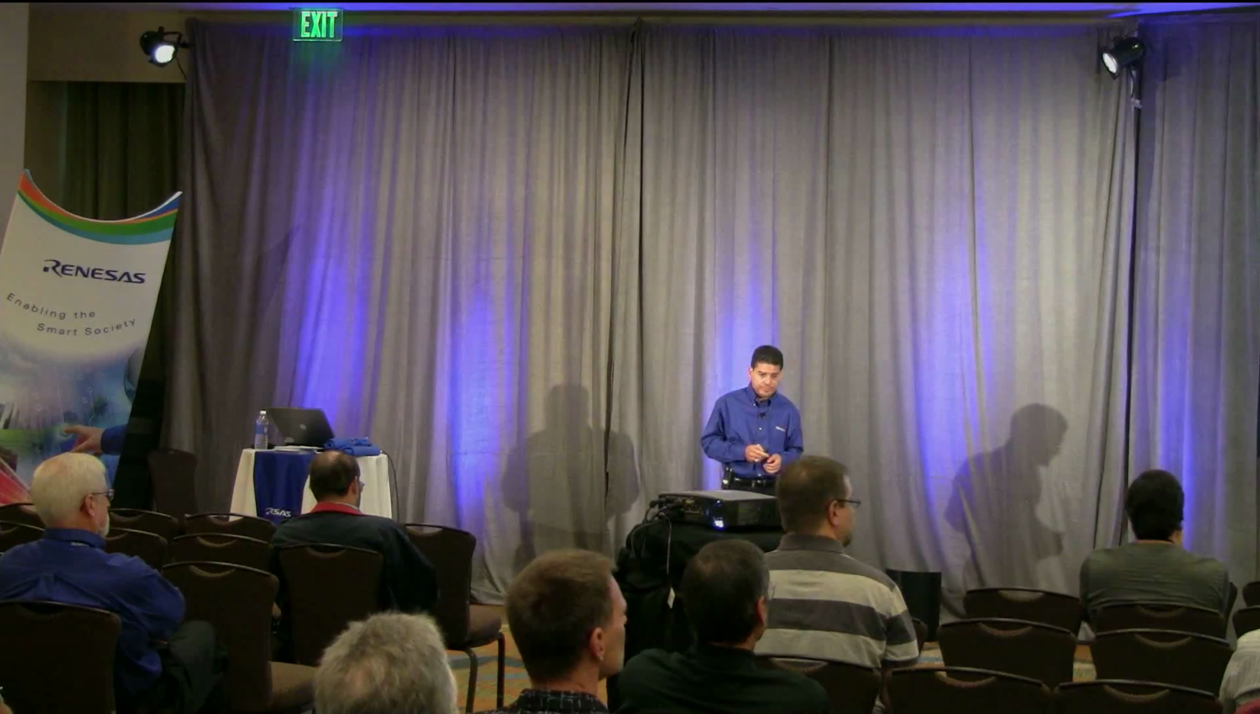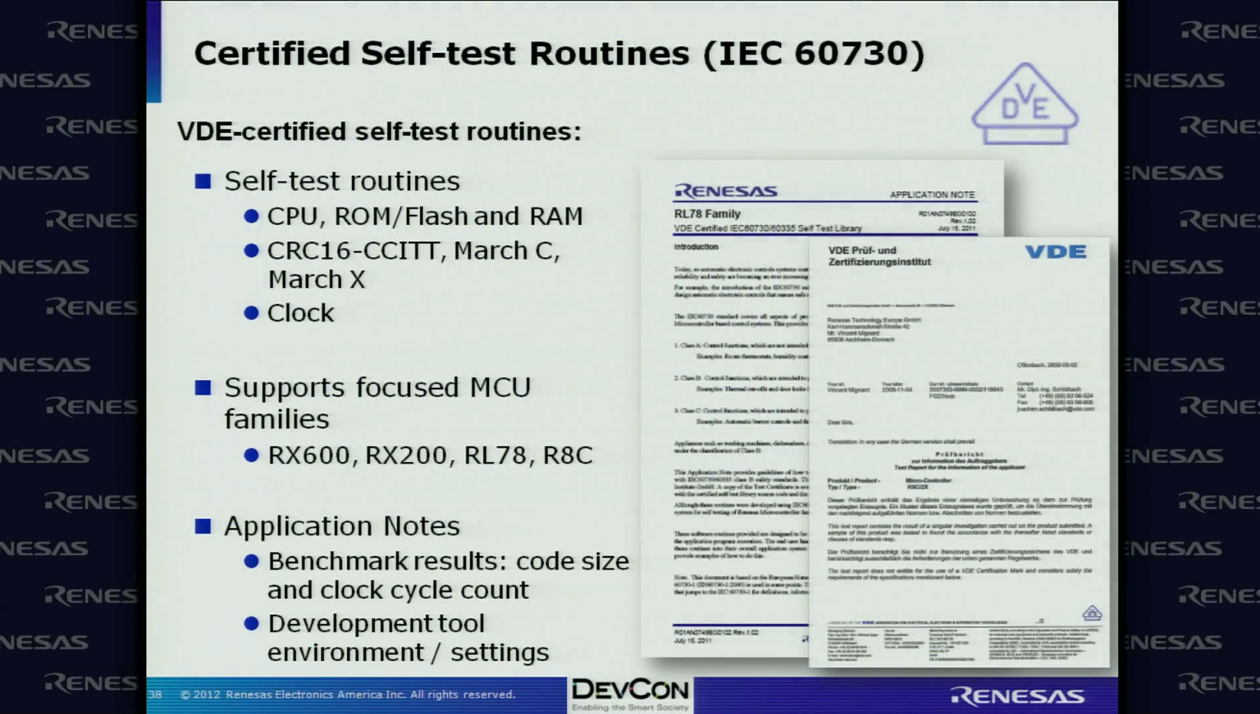So this is sample code that Renesas provides? These are libraries, so they're in binary form. We can obviously provide the source code, but since they have been certified by a certification entity, obviously you can't really modify them.